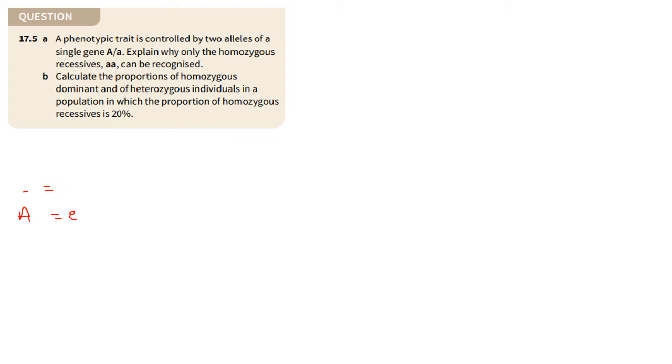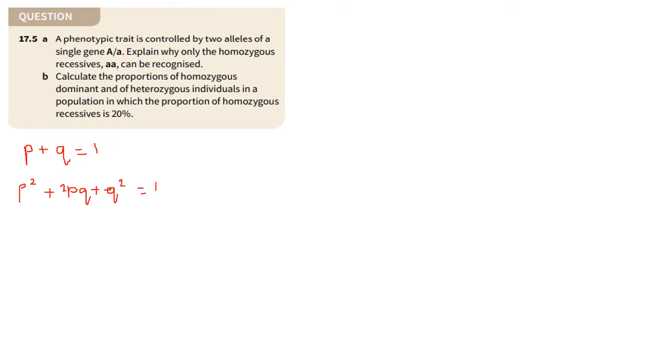So here it says, calculate the proportions of homozygous dominant and of heterozygous organisms in a population in which the proportion of homozygous recessives is 20%. The first thing you need to do here is write down the equations for the Hardy-Weinberg principle. The first equation is p plus q is equal to 1. The second equation is p squared plus 2pq plus q squared is equal to 1.